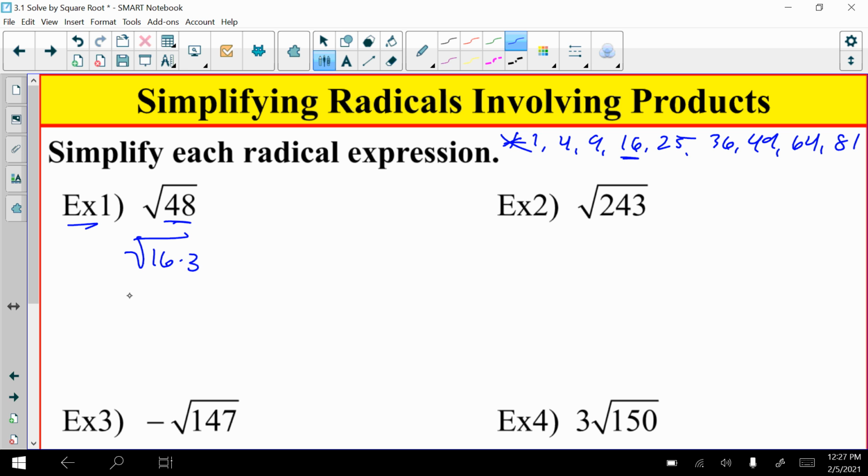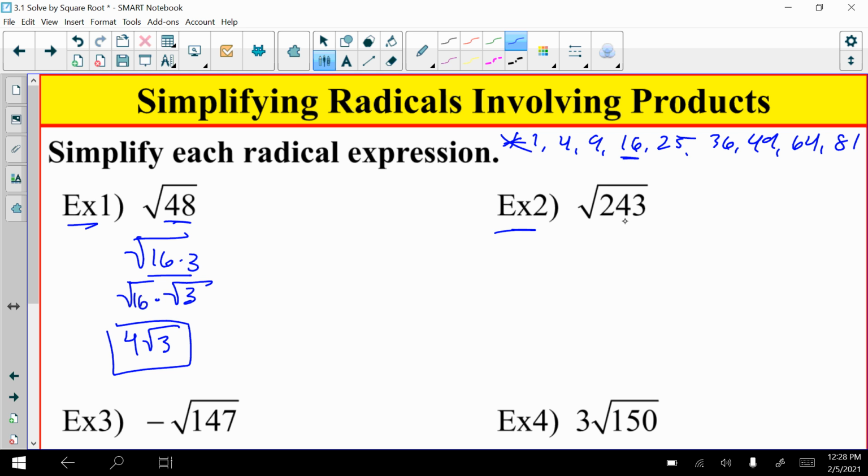Now I'm going to use that little rule from the previous slide and rewrite this underneath the radical sign. I'm going to break that up. I'm going to turn this into the square root of 16 times the square root of 3. I take that and break it up, and put both of those numbers underneath the radical. Now I look at them one at a time. The square root of 16 is 4, and the square root of 3 is just some decimal, so I leave it as the square root of 3, and this is where I'm going to end up. Okay. Let's do another one.